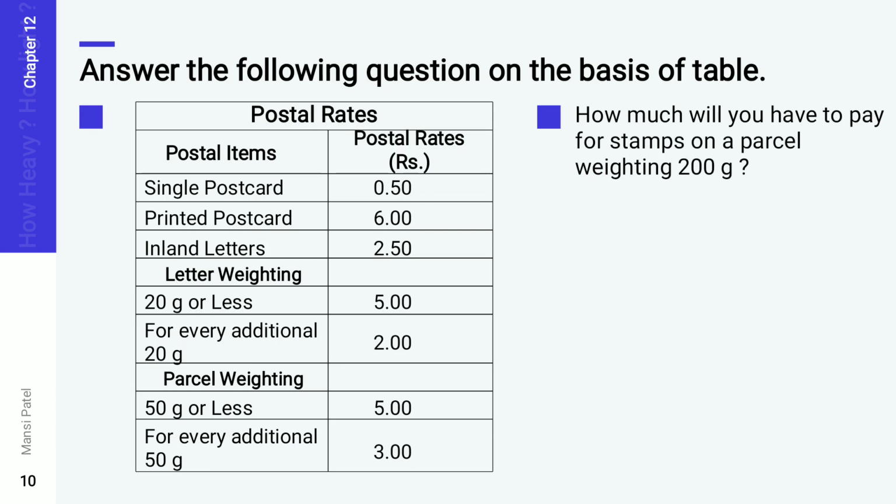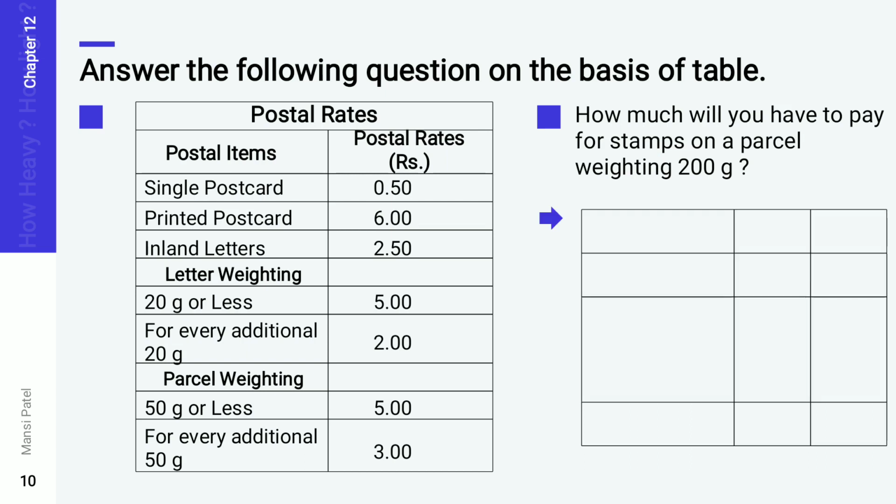In this you have to find out how much you will have to pay for the stamp on a parcel. Here you have to see in the column of parcel whose weight is 200 gram. So see here, again you have to make one table. In that you have to write down rupees on one side and paisa on the other side. First you have to write down the cost for 50 gram. So for the 50 gram, what is the cost? That is 5 rupees and 00 paisa.